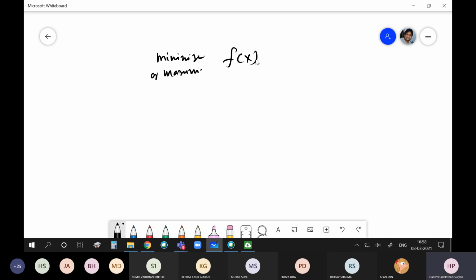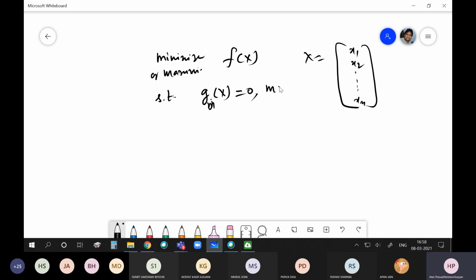f of x, where x is again a vector of n decision variables, subject to the constraints gm of x equal to 0, where m is going from 1 to M. Okay, so how many constraints are there? There are capital M number of constraints.